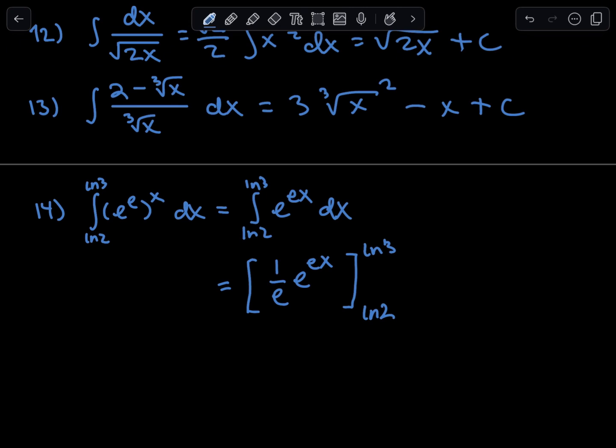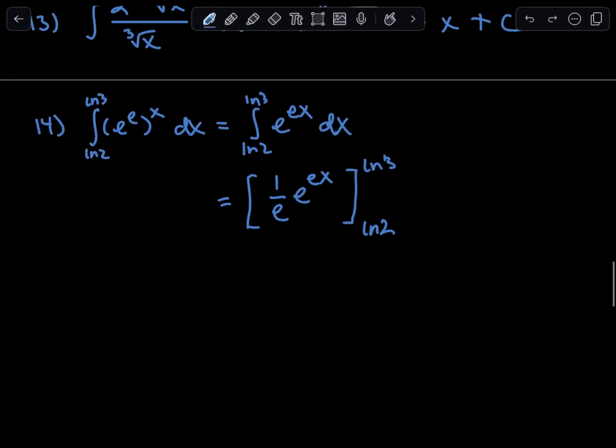So, let's just make sure that this is true. If we were to differentiate this, this factor of e would come down, cancel out with this 1 over e, and then we're just left with e to the power of ex. So, yes, this works out. And now we just plug in the boundaries. This is 1 over e times e to the power of e times the ln of 3, minus 1 over e times e to the power of e times ln of 2.